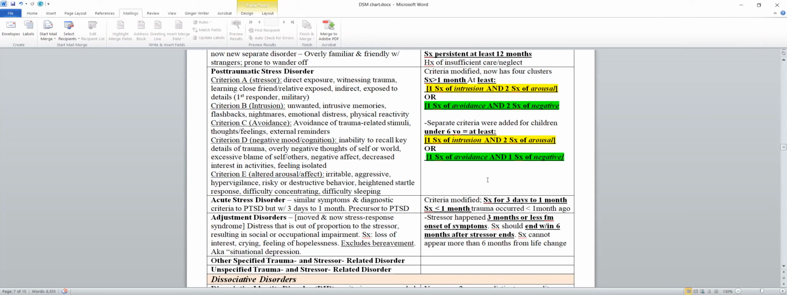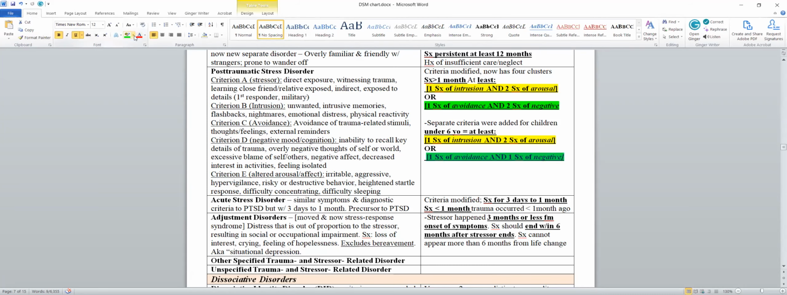In children, the difference is just in the negative. They just have to have 1 symptom of the negative. So 1 symptom of the avoidance and 1 symptom of the negative. That's the difference between the adult and the children. I should do this in a different color.